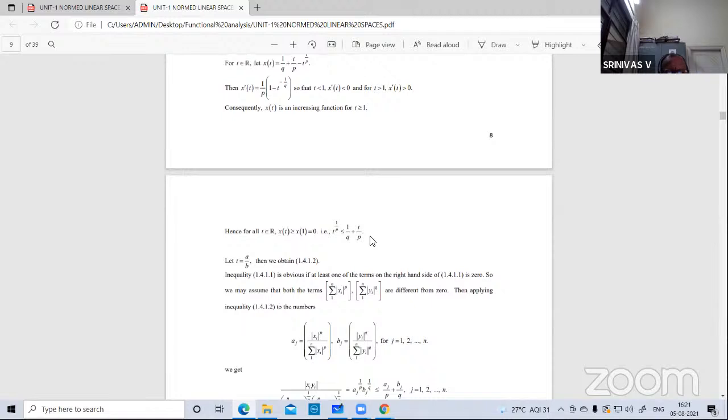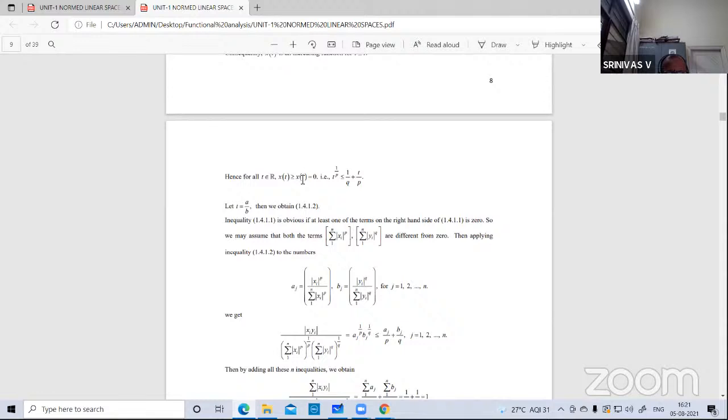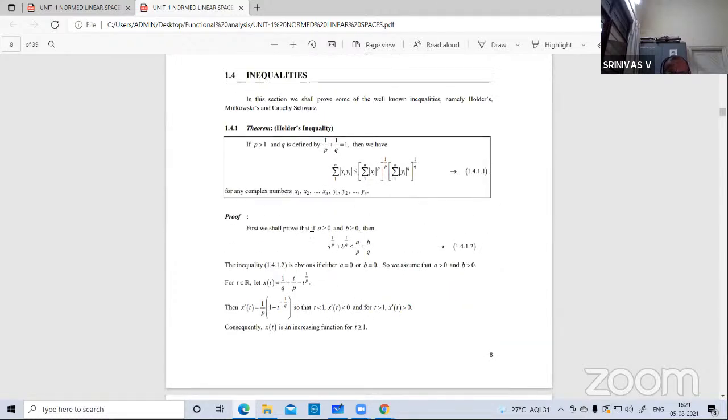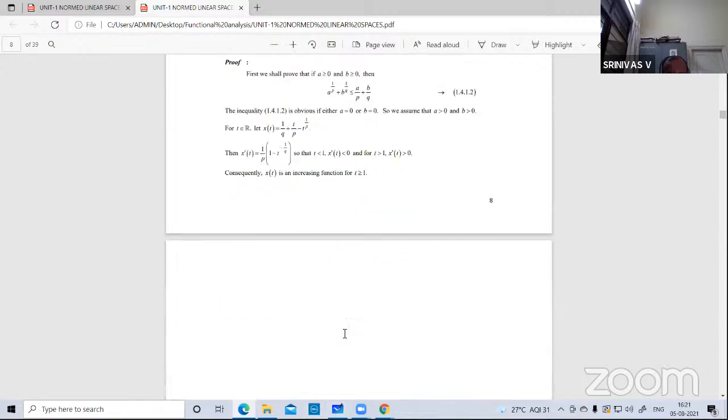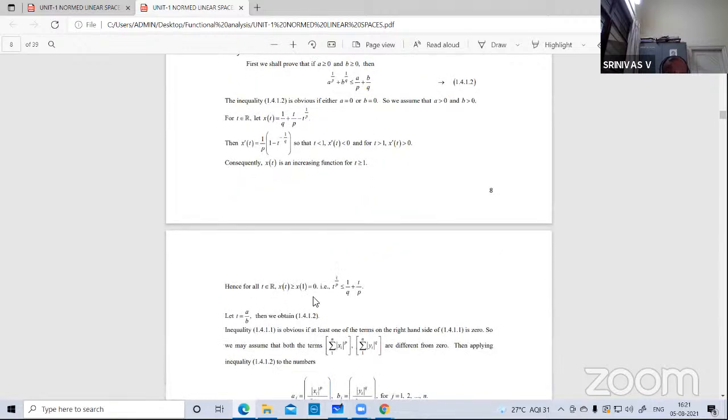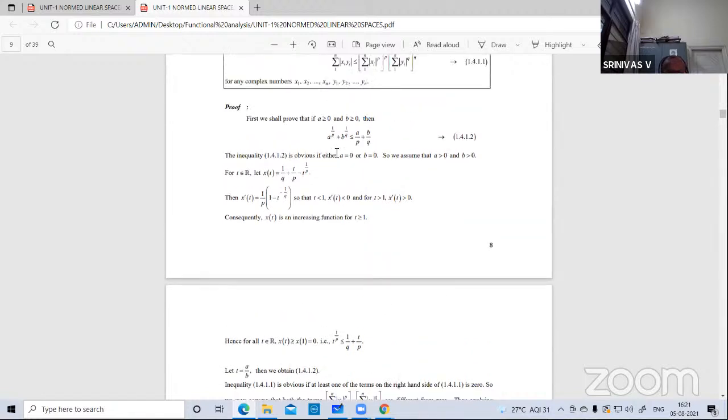Okay, so we'll get x of t is greater than x of 1. That gives this inequality. In this inequality, by taking t equal to a by b, we can obtain this inequality. Because of x of t greater than x of 1, we obtain this inequality, and in it we take t equal to a by b. With a dot here, not plus.